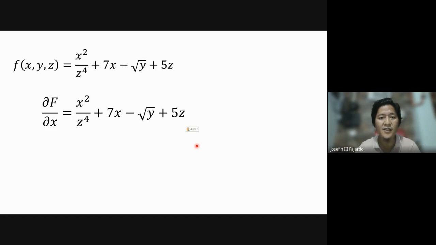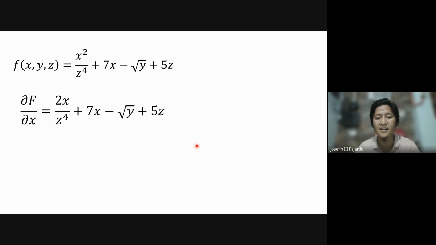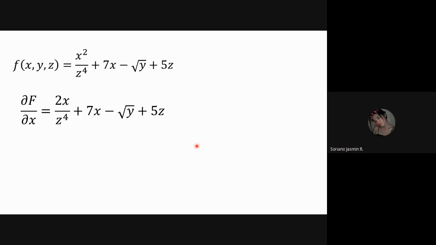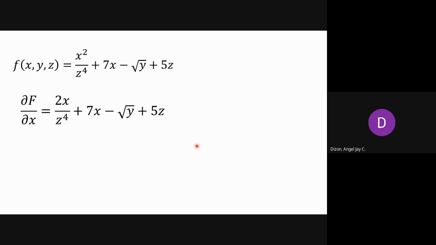Look at the transformation, guys. What happened? Mangyayari, dahil x squared lang yung variable natin dito, ang derivative nito magiging 2x lang. Right? Can you follow? Yes. Okay, and then next, the 7x. What would be the partial derivative of 7x with respect to x? 7 po. Okay, magiging 7.